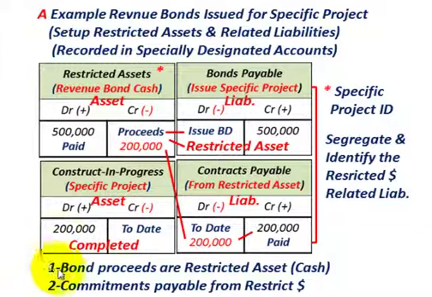So the key is here, first, your bond proceeds are, in this case, restricted assets or cash here. And then secondly, the commitments to pay are payable from the restricted assets. So any commitments that we have, those contract commitments, have to come out of those restricted assets. And the bonds payable that we issued, the cash had to go into the restricted assets. Okay, so that's really how you would handle some internally restricted funding here, to keep your cash account here as restricted assets.